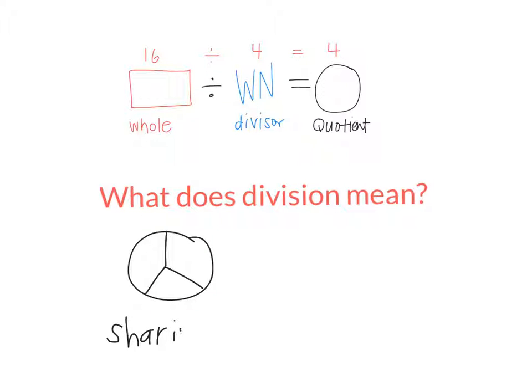Someone else said, oh, I have 18 stickers and 6 people want to share the stickers equally. How many stickers does each person get? 18 divided by 6 equals 3. So one time we use division is when we want to share things equally.